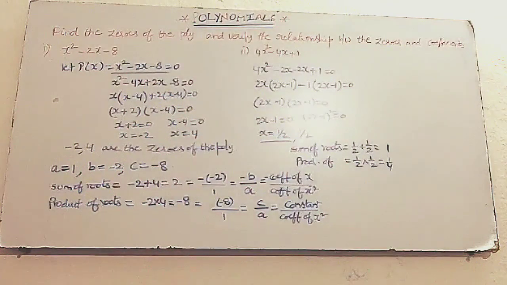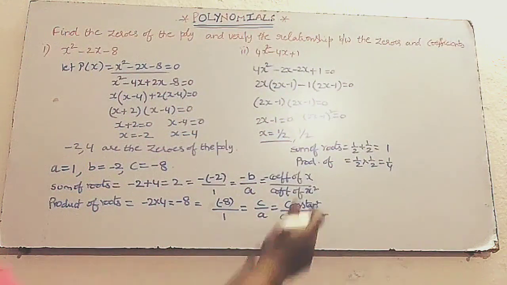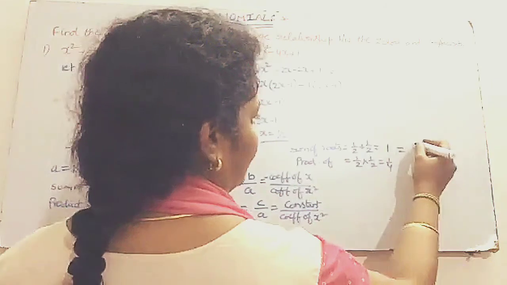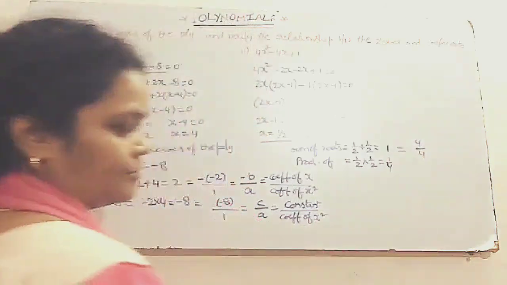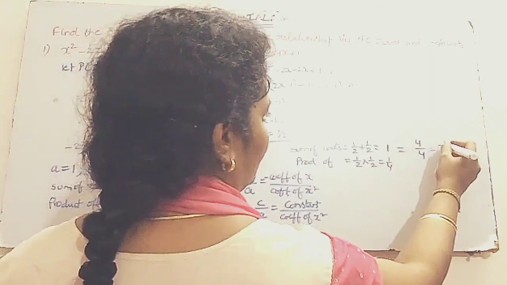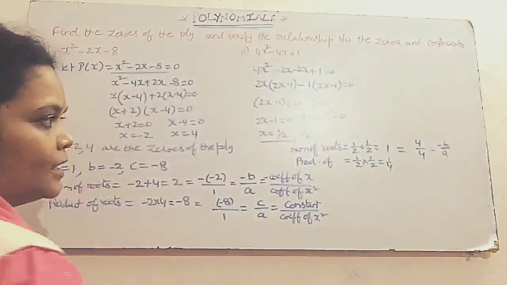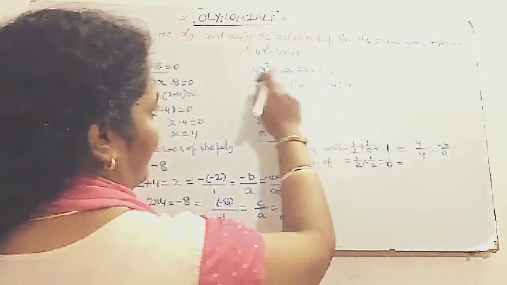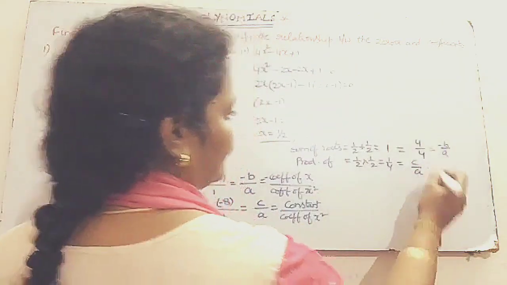Now what is the relationship? I will write 1 as 4 by 4, that is equal to minus b by a. And here also 1 by 4 means c by a.